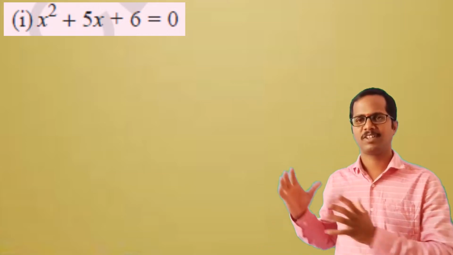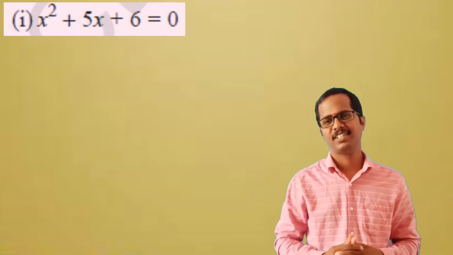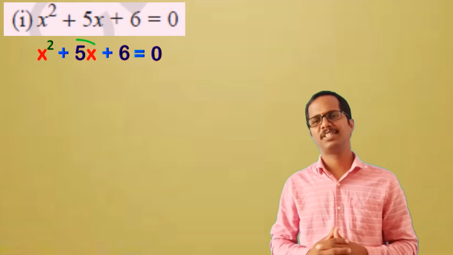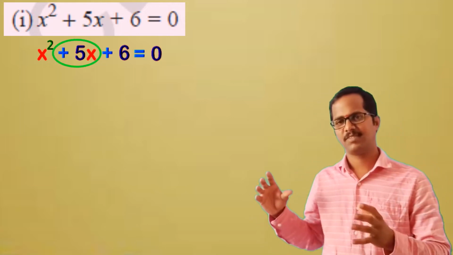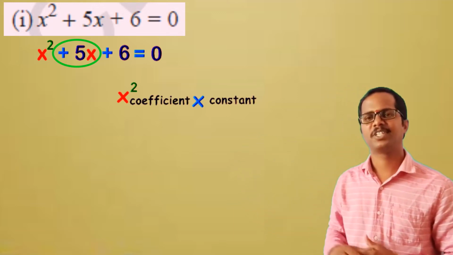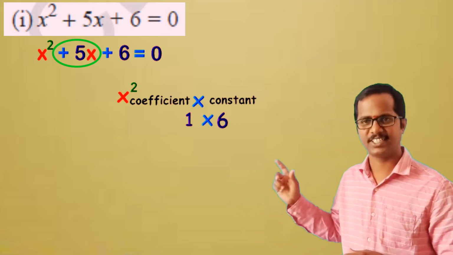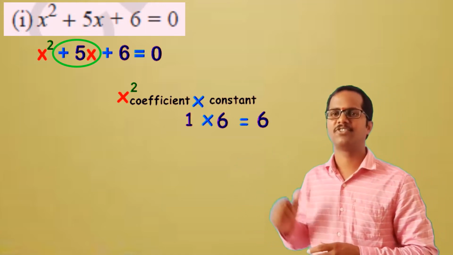Now tell me, how can we proceed for this? To find the solutions of the given quadratic equation, first we have to split the middle term. For that, we need to consider the product of x square coefficient and constant. So tell me, what is the x square coefficient here? It is 1, and the constant is 6. So what we get? 1 into 6 equals 6.